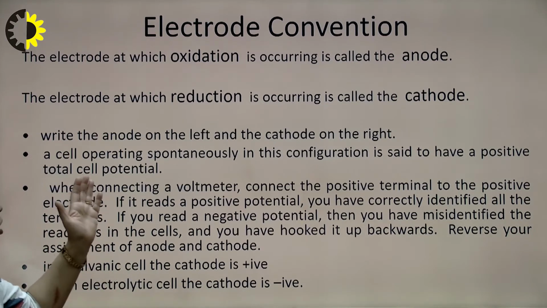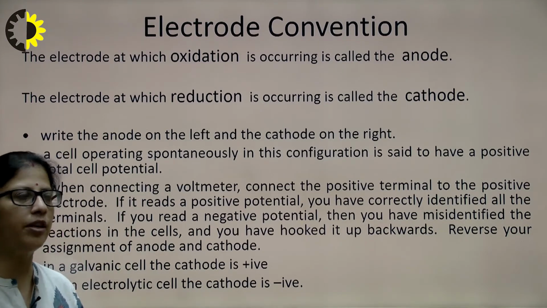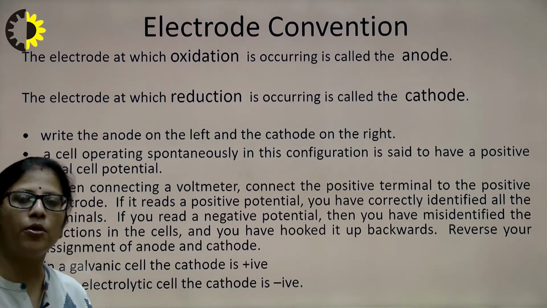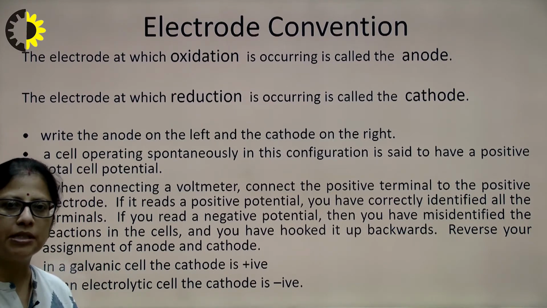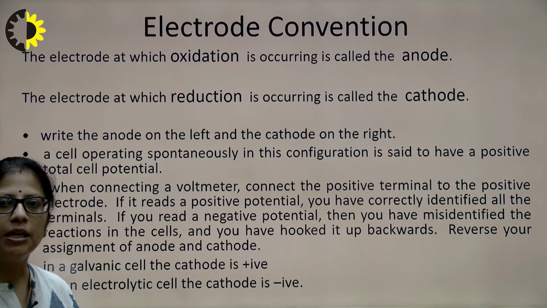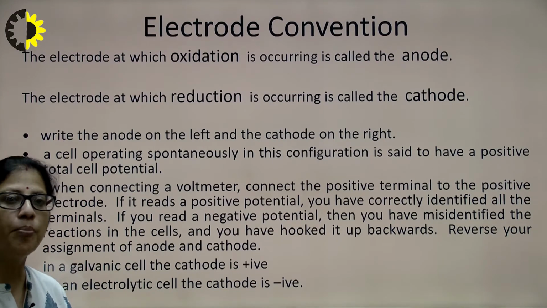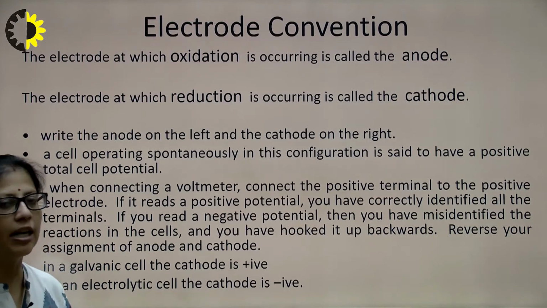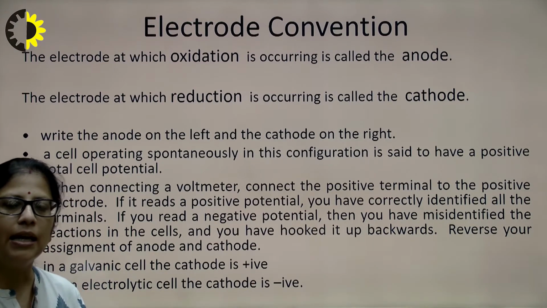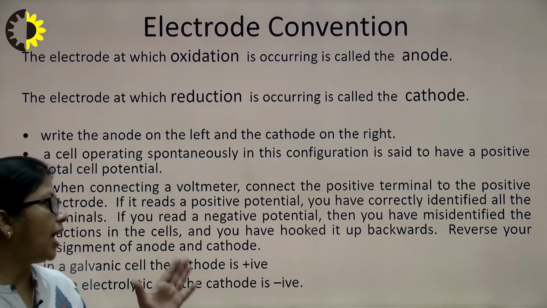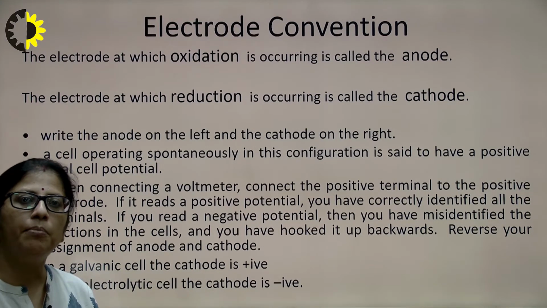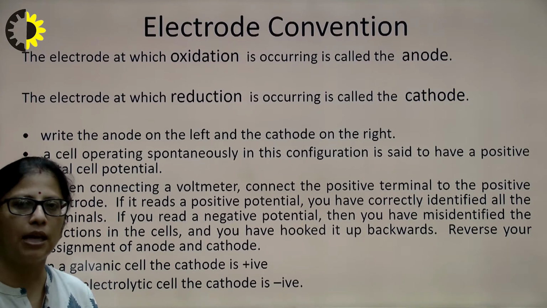A cell operating spontaneously in this configuration is said to have a positive total cell potential. When connecting it with the voltmeter, we connect the positive terminal to the positive electrode. If it reads a positive potential, then we have correctly identified all the terminals, and if we are getting a negative potential, then we must change the arrangement, as it is hooked up in the backward direction. So we have to reverse our assignment of anode and cathode.